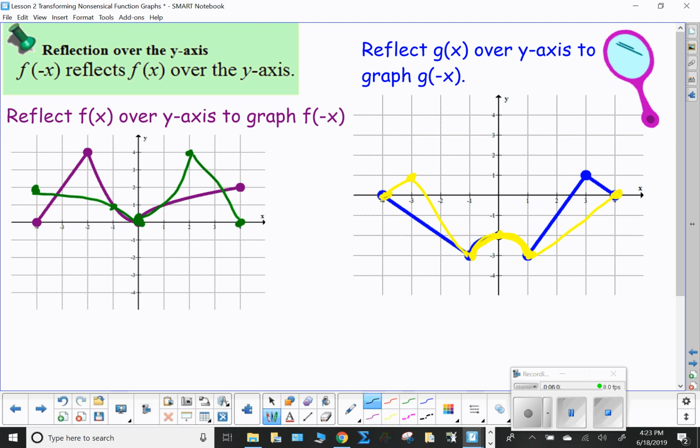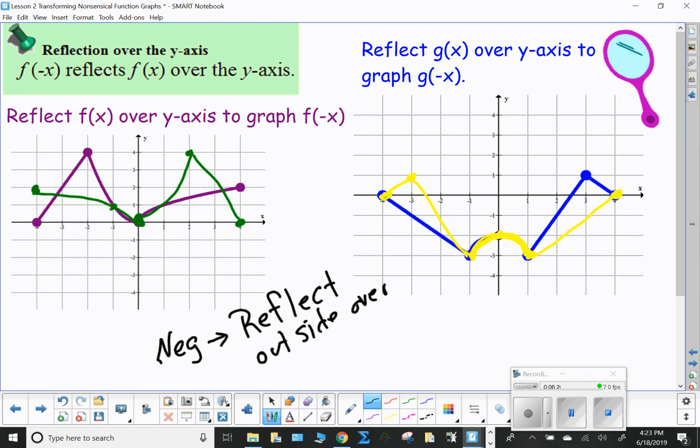So again, a negative causes a reflection. Okay? Outside, over X, inside, over Y.